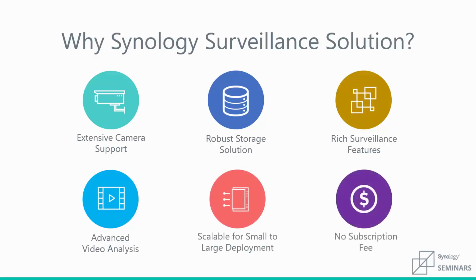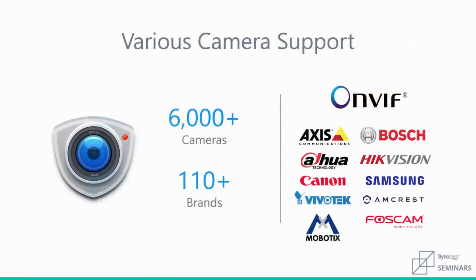One of the things which sets Synology apart from other surveillance solutions is that there are no subscription fees. Each unit comes with 2 free camera licenses, and if you purchase additional camera licenses, they're yours for life. Surveillance Station supports over 6,000 different camera models from over 110 brands, and we're constantly testing new cameras. If you don't find your preferred camera on our compatibility list, don't worry. We also support any camera which is compatible with the ONVIF protocol.